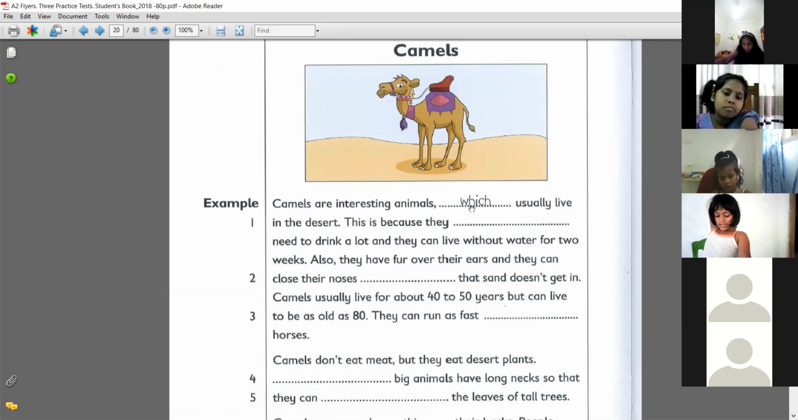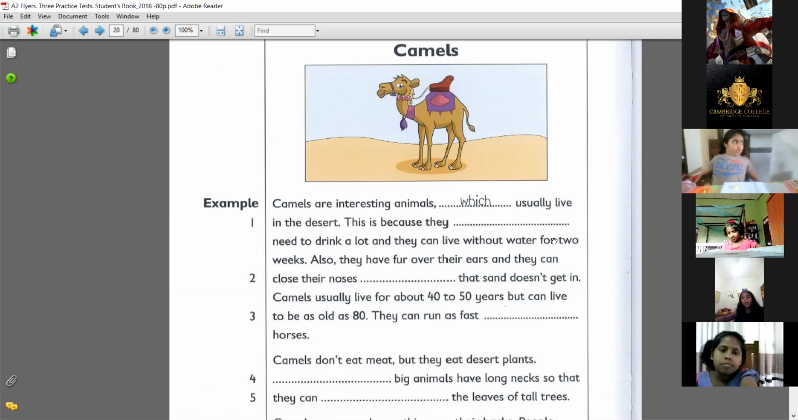Yes, teacher, I can understand. Okay, so please listen carefully. Sanul, I can't see you even. Imashi, I can't see you. That means I can't see you.